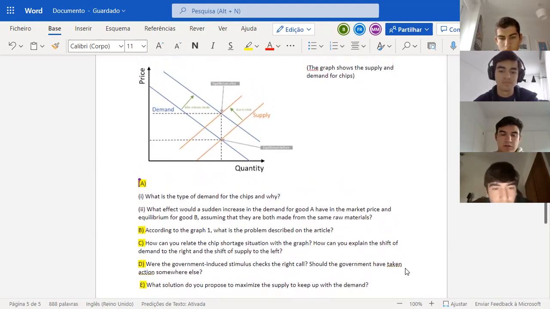Right, moving on to question E. What solution do you propose to maximize the supply to keep up with the demand? So we propose that they should restructure the production of chips to a more effective and less time-consuming method. This could be done by the government implementing subsidies. If they subsidize, the companies can invest and possibly make a less time-consuming method in order to produce more chips in a shorter amount of time to keep up with the demand.